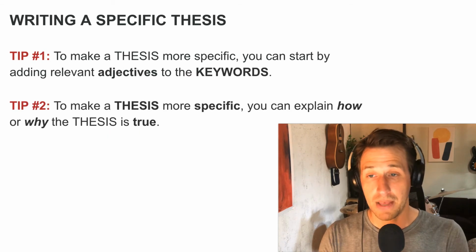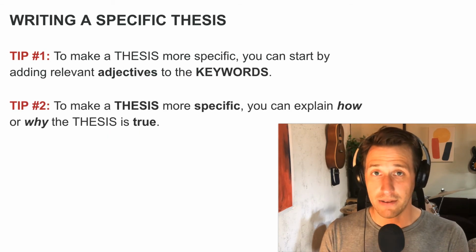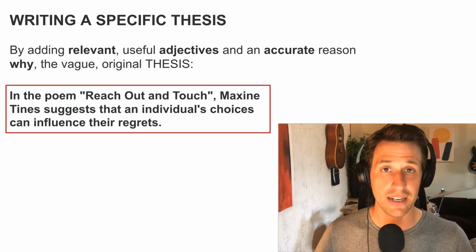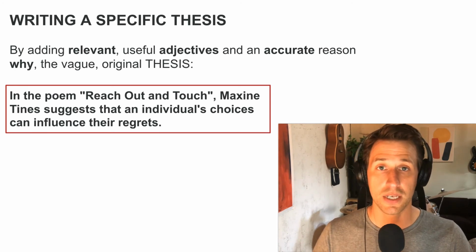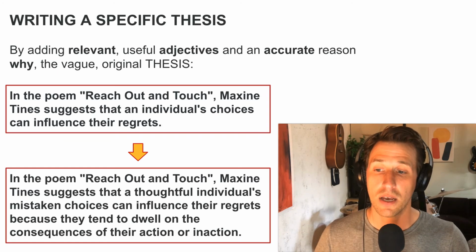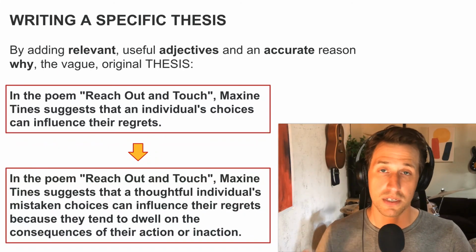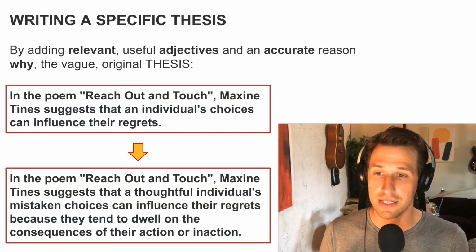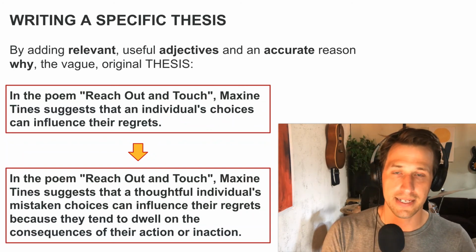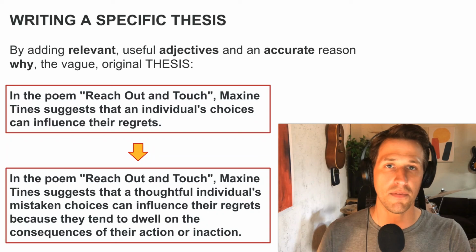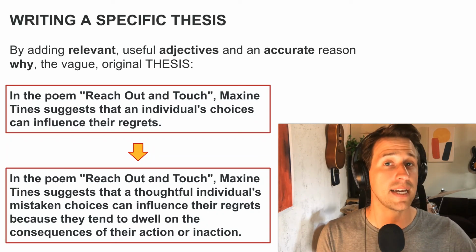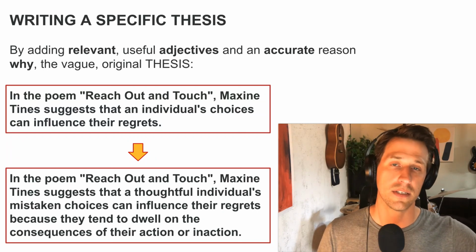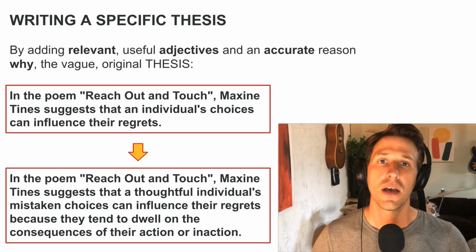So, by adding a couple adjectives, by adding this why, this is true because, adding our reason why, we have turned this thesis that was fairly vague, kind of repetitive, it's just the keywords, into this, which is more full, more complete, more specific, and it has an original focus this writer could talk about. Now, in their body, they can break down ideas of dwelling on consequences, the idea of inaction, the idea of it being a mistaken choice. Some of these terms can come up later on, and hopefully the writer will go on to prove specifically it's seeing the consequences of her inaction. That's something that can come from this thesis and be worked with later.